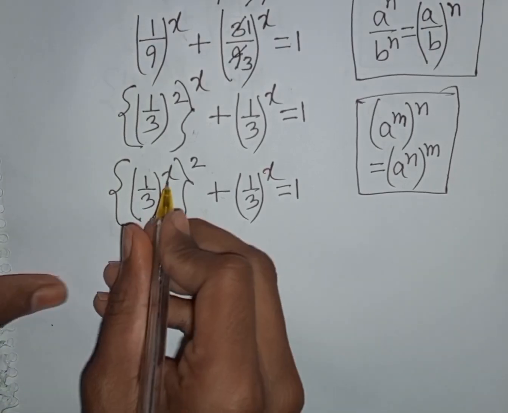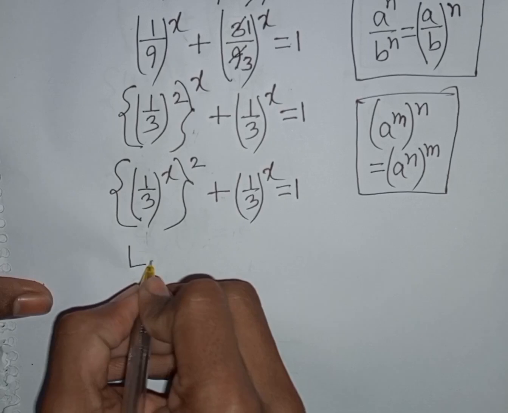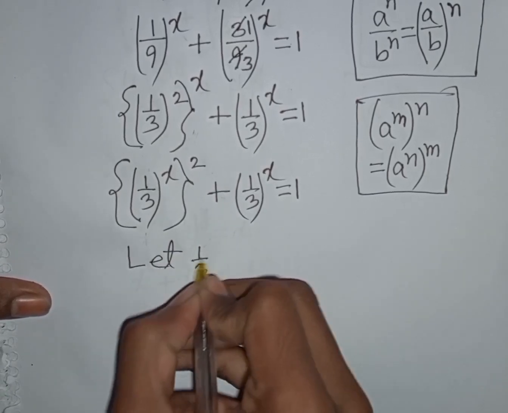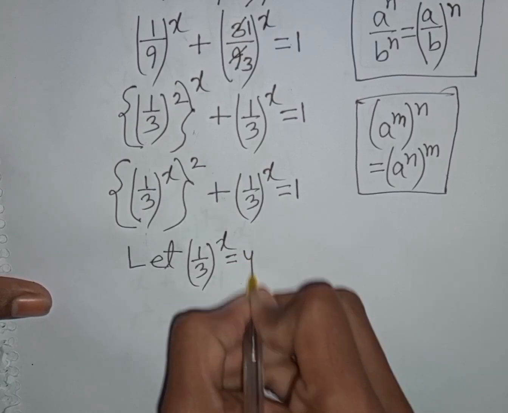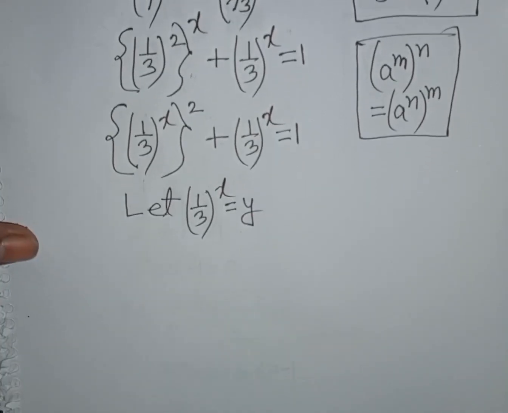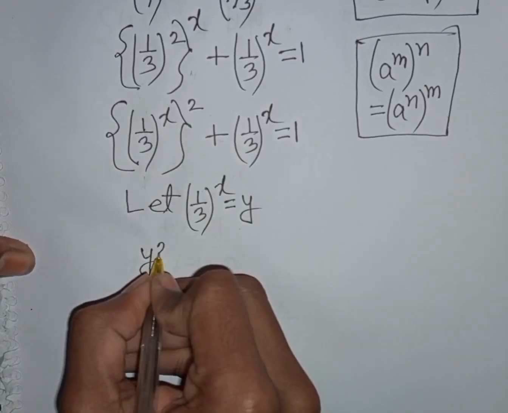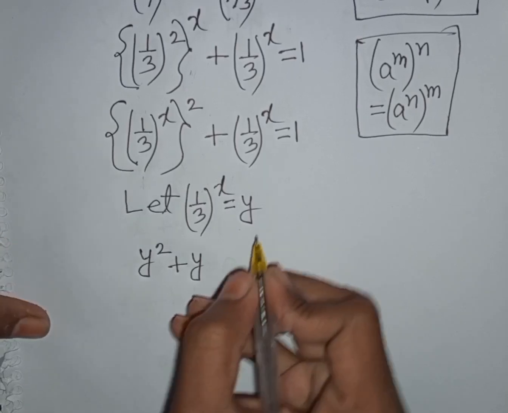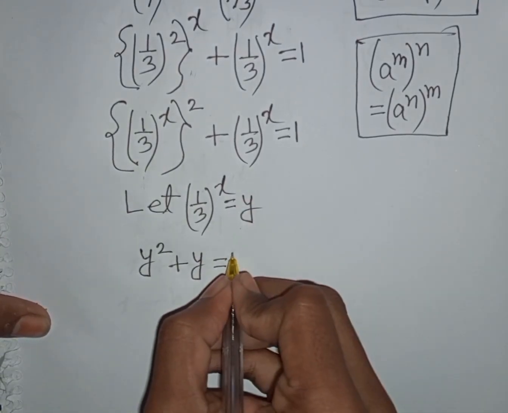Now we see (1 by 3)^x and (1 by 3)^x, both terms are the same. So let (1 by 3)^x be substituted by y. So our equation will be y squared plus y is equal to 1.